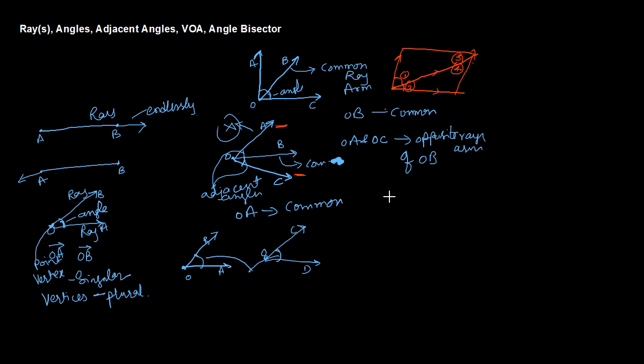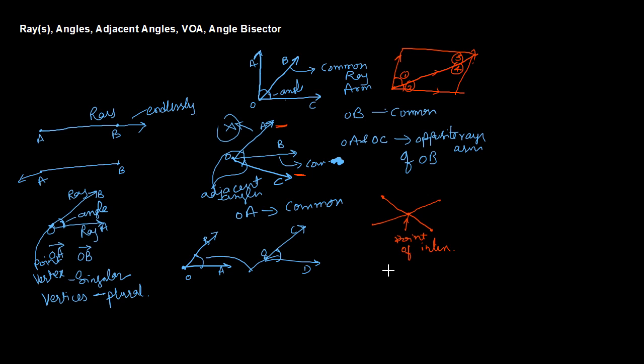So next, moving on to vertically opposite angles. So we know that two line segments or two lines intersect at a point. So that was my point of intersection. So when do we call, how do you find out vertically opposite angles? The angles which are formed by two intersecting lines having no common arm.